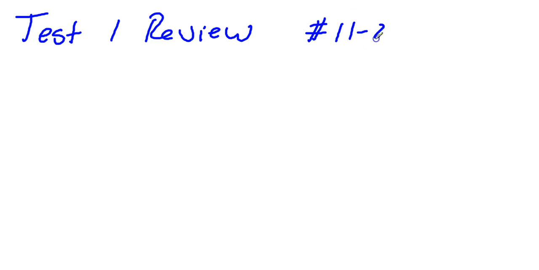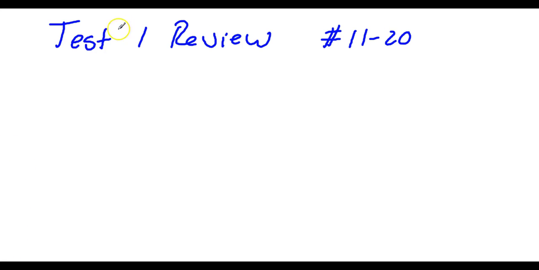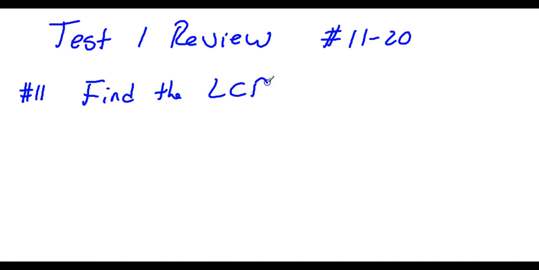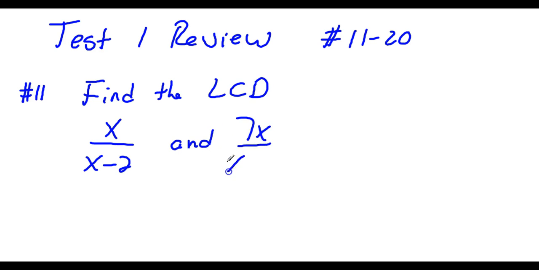This one basically should have been 11 through 20 that we're looking at. Okay, number 11. It's where it starts to change gears. It says to find the least common denominator. And they're going to give you two expressions with two different denominators. So the first one we've got x and x over 2. The second one you've got 7x and x minus 5.